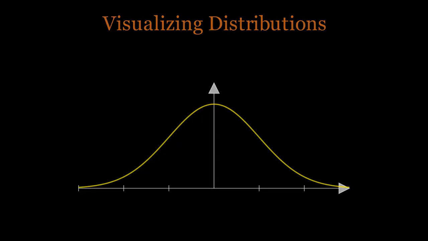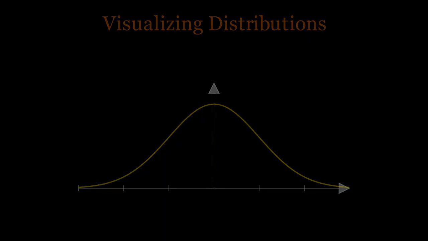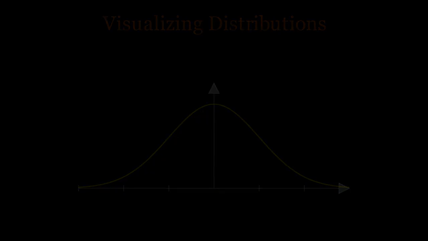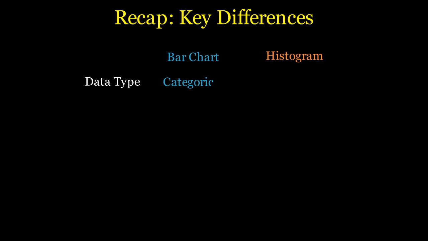In summary, remember these 3 rules. First, check the data type. Categories use bar charts. Numbers use histograms. Second, look for the gaps. Gaps for categories, no gaps for ranges. Third, consider the order. Flexible for categories, strictly numerical for histograms. Whether you are analyzing the volatility of the S&P 500 or just counting the colors in a bag of M&Ms, choosing the right chart is the first step toward accurate data storytelling. Mastering these nuances ensures your insights are not just seen, but correctly understood.